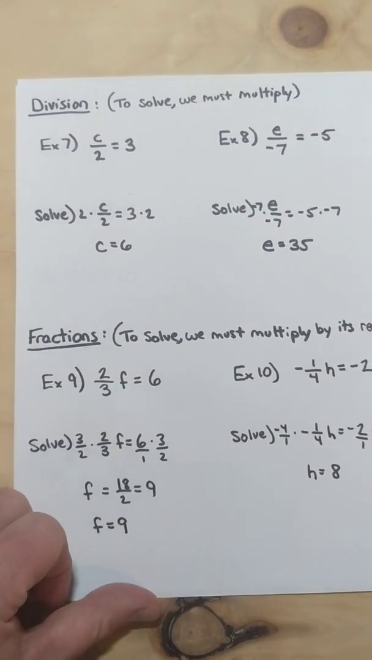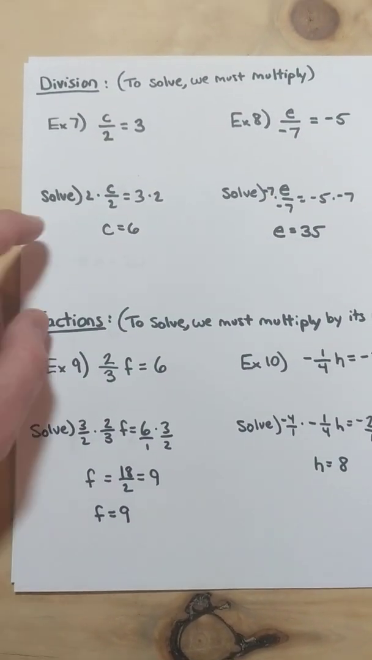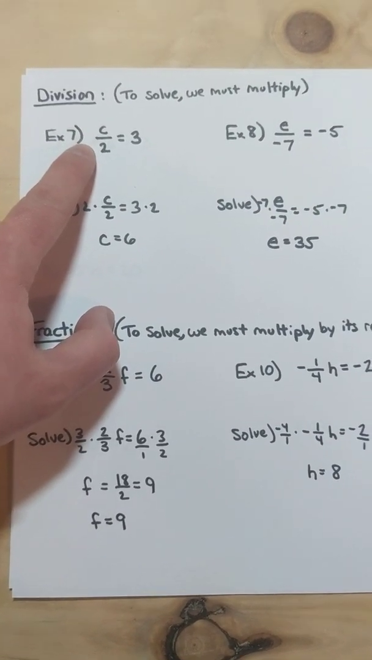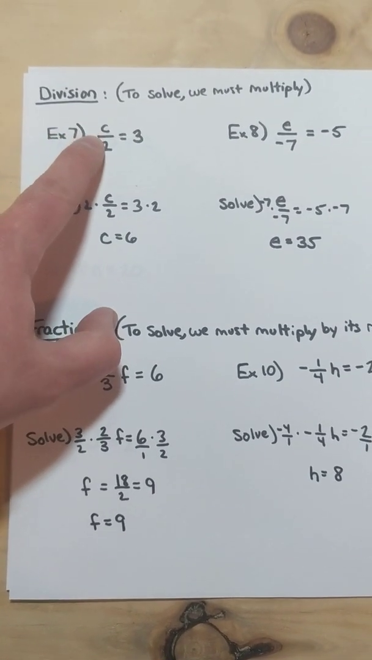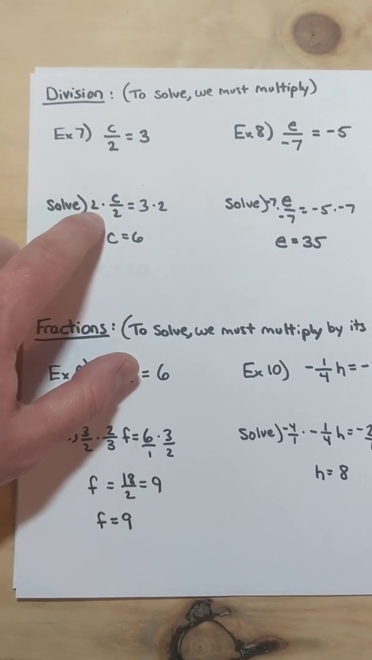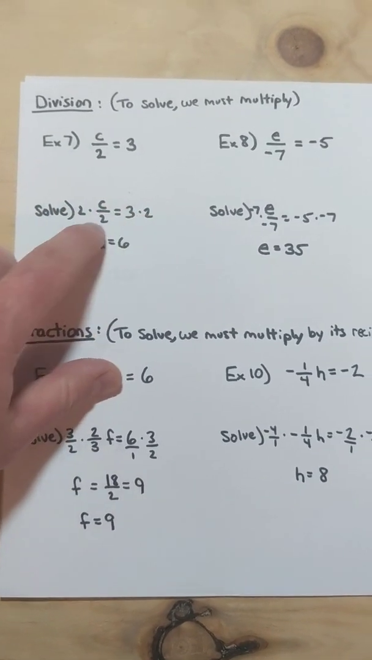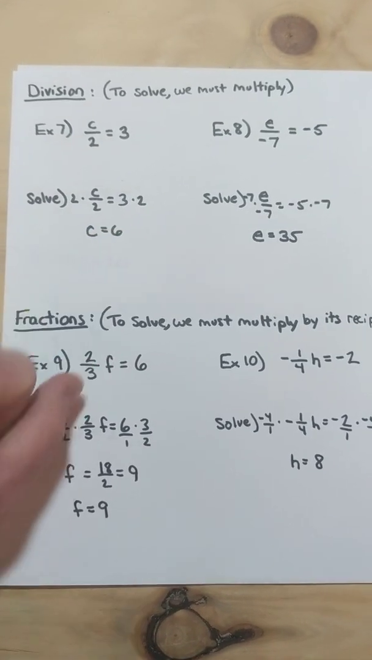Next up, we have division. To solve, we must multiply. So if I have c divided by 2 equals 3, I am going to do the opposite operation, and instead of dividing by 2, I'm going to multiply by 2. The 2's cancel out, and I multiply by 2 on both sides, so c equals 3 times 2, which is 6.